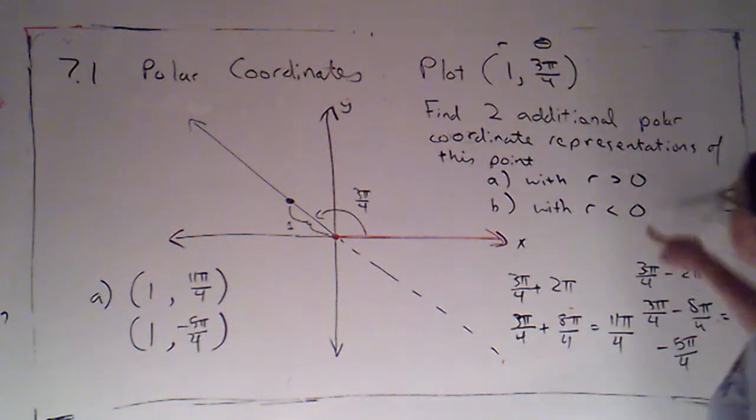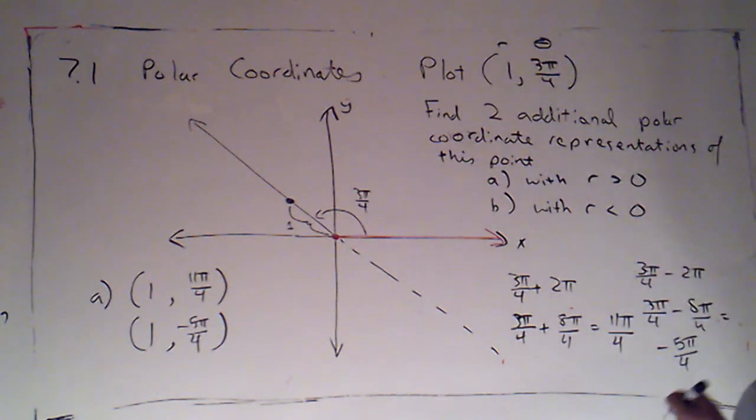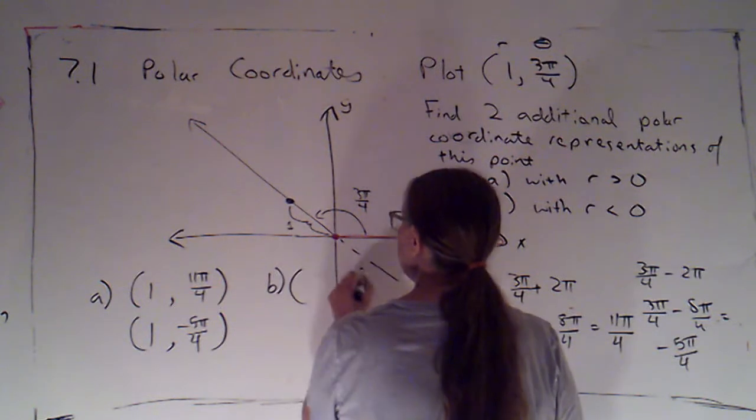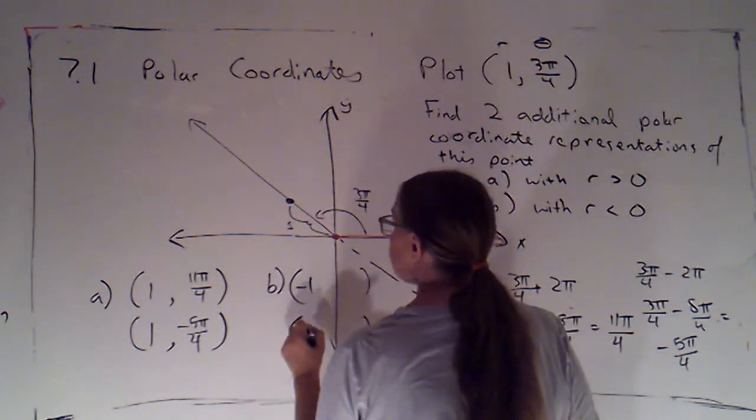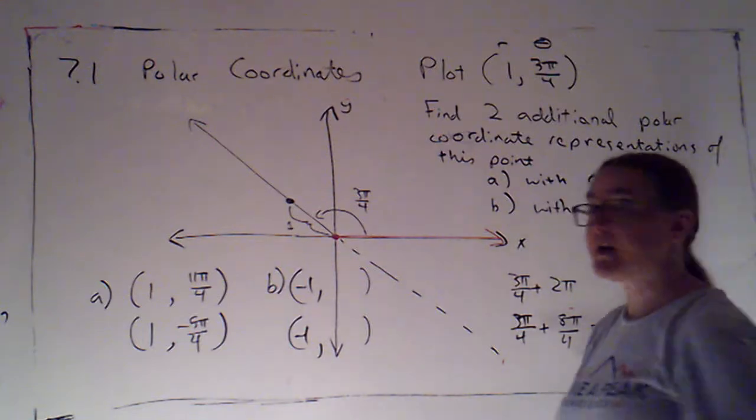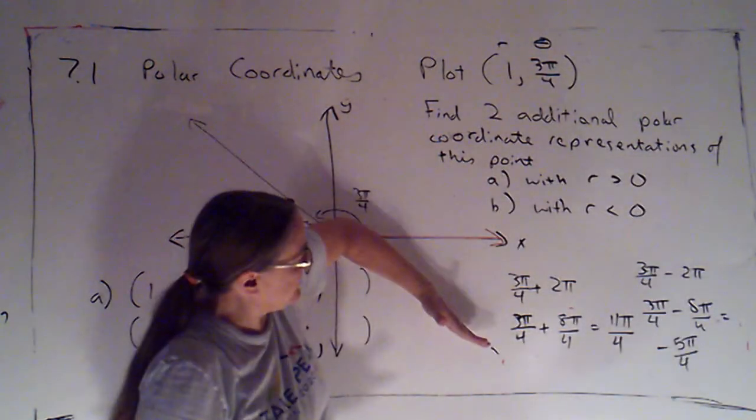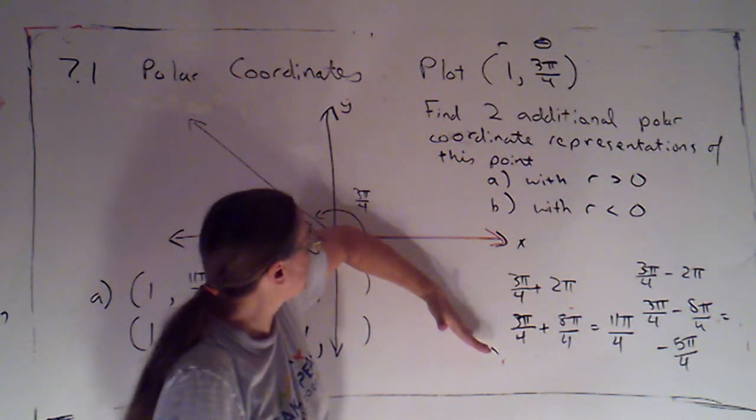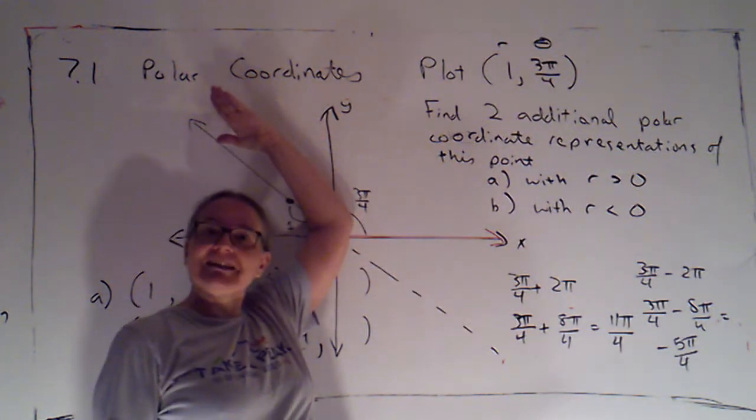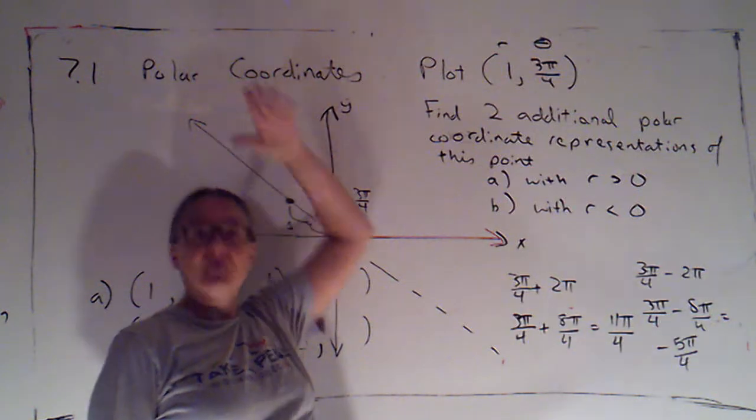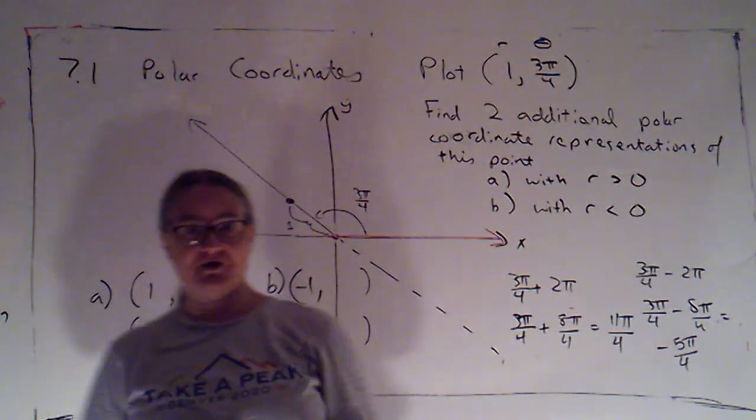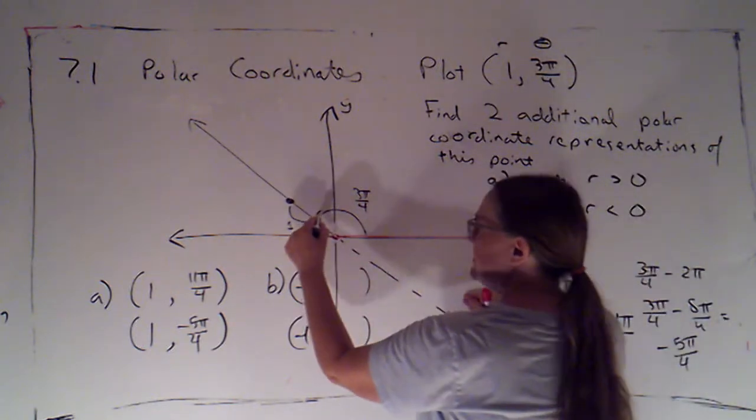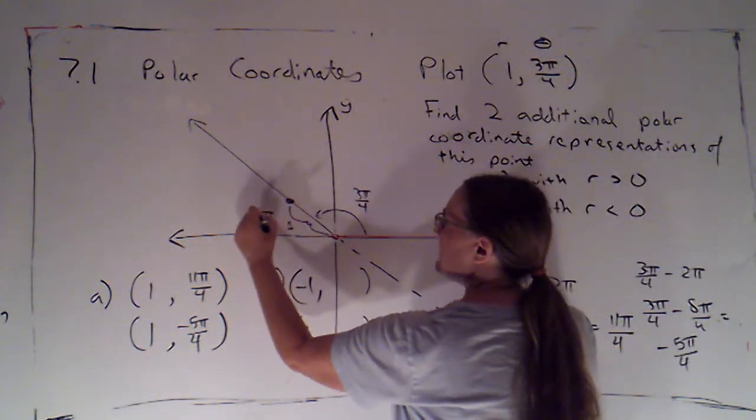Okay. Now for part B, we want to do this with a negative r value. Well, if my r value is going to be negative, it's going to be negative 1. Because what we're going to do is we're going to say we want to define this to be the positive direction, so that when r is negative, we go in the diagonally opposite direction, which is defined as the negative direction for that.